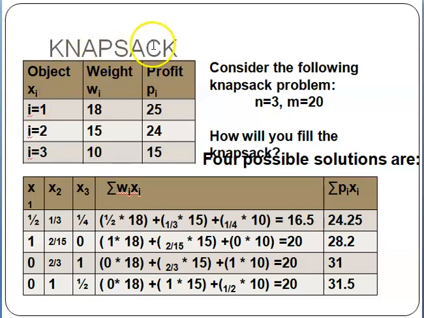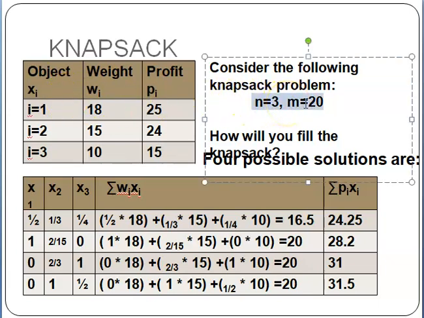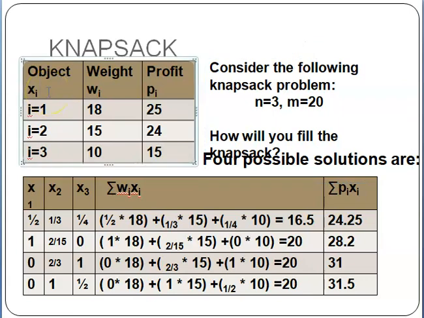As you can see here, in the knapsack problem you will be given the number of items, n, and the capacity, m. Then we are given the items listed 1, 2, 3, with the weight and the profit of each item. Item 1 has a weight of 18 and a profit of 25. Item 2 has a weight of 15 and a profit of 24. Like this we are given values for all three items.